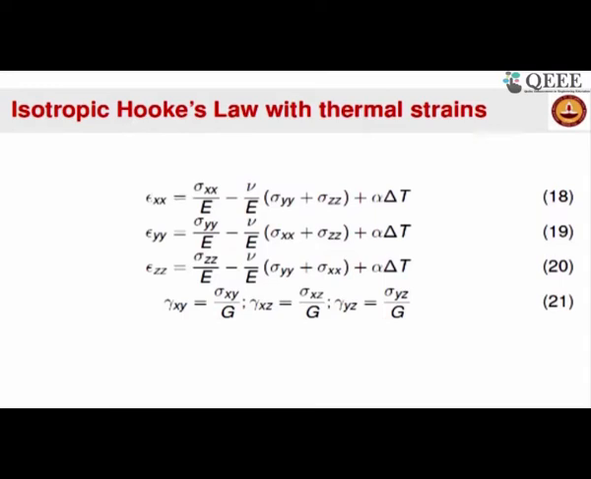Now when you have a small amount of thermal strain, as in some real machine design problems, the total strain is divided into two parts. One is the elastic strain, which is caused by the stresses, and an additional thermal strain, which is given by alpha delta T. Although these equations are useful to know, we might not come across them as far as this QEEE program is concerned. So let us not worry about it at this point.